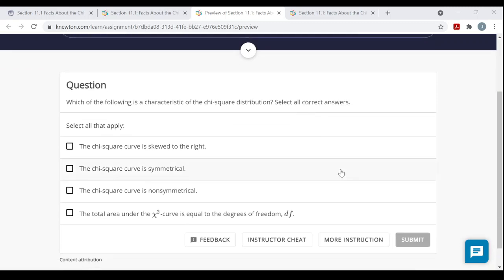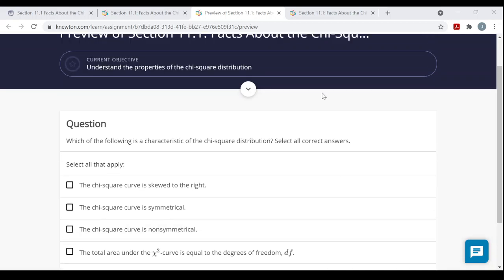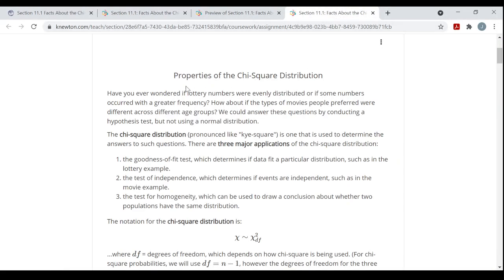Now if you'd like to see more about what they have to say on it, click on more instruction. Look at their videos, their notes, their examples. Hopefully those help you. And in fact, I'm going to show you some of their instruction here instead of writing it out, because it'll take a while to write out all this stuff. So here are the properties of the chi-square distribution.